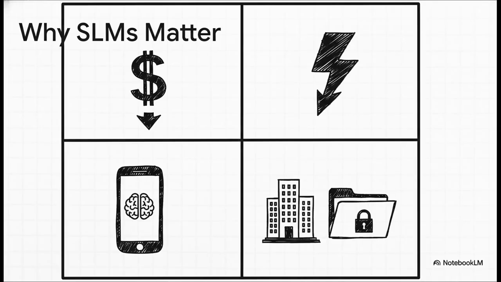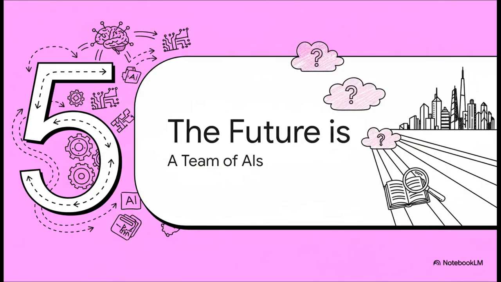These SLMs are an absolute game changer. They're way cheaper to run, they're faster, and they make powerful AI possible on devices that aren't even connected to the cloud. For businesses, combining a small model with their own private data is quickly becoming an incredibly powerful and cost-effective solution. So, what does this all mean for the future of artificial intelligence?